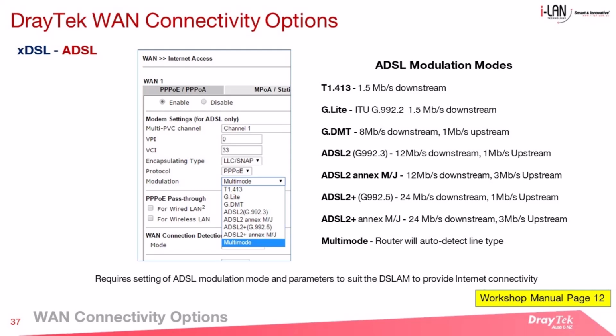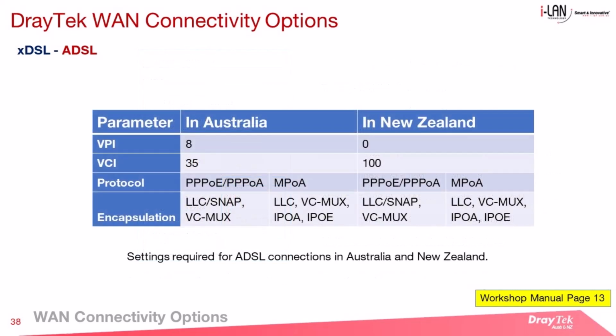So for ADSL, we need to select the correct parameters and modulation mode to get an internet connection. These are on the Internet Access configuration menu. The default modulation is set to multi-mode, which will try to auto-detect the modulation required. Alternatively, you can manually select the required modulation. Other settings are VPI, VCI, protocol, and encapsulations.